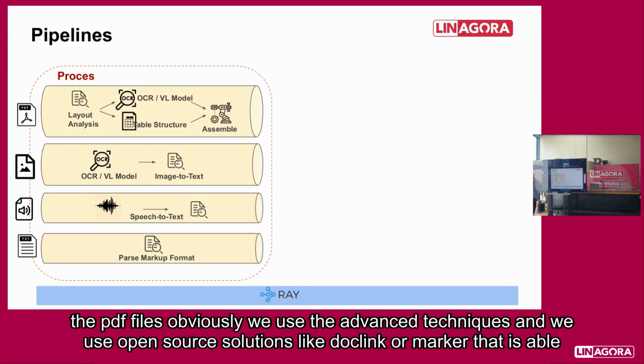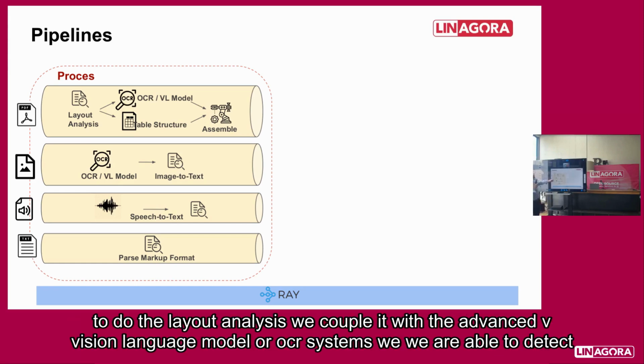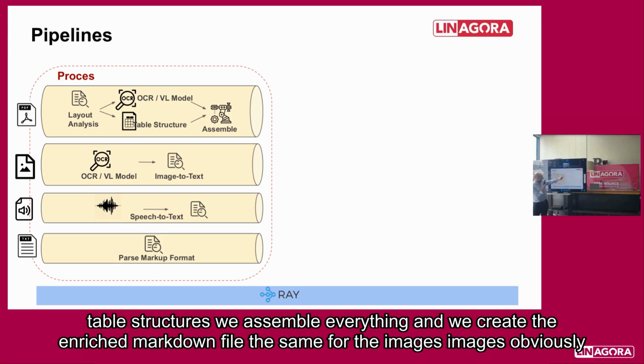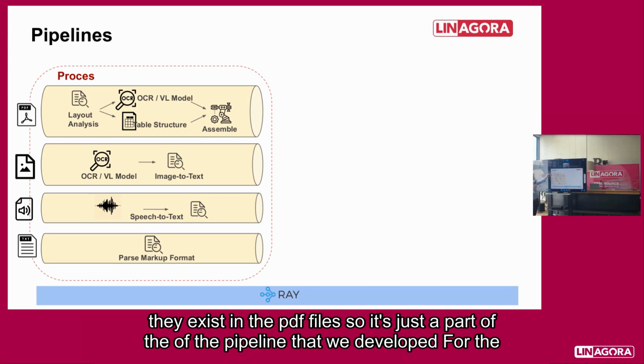So for the PDF files, obviously we use advanced techniques, and we use open source solutions like Docling or Marker that are able to do the layout analysis. We couple it with an advanced vision language model or OCR systems. We are able to detect table structures. We assemble everything, and we create the enriched markdown file. The same for the images. Images, obviously, exist in the PDF files, so it's just a part of the pipeline that we developed above.